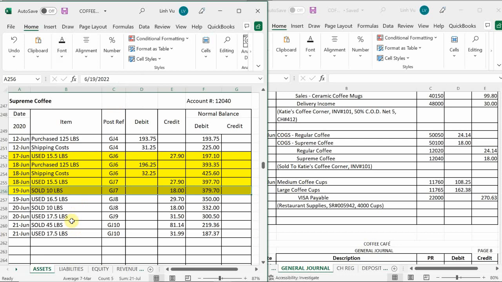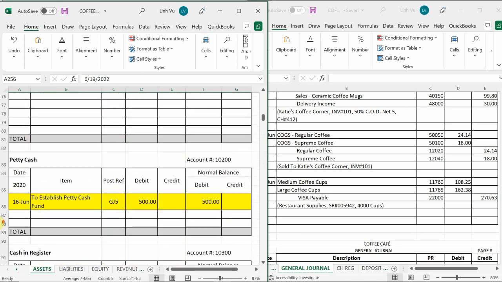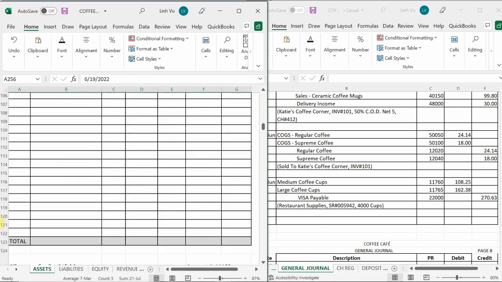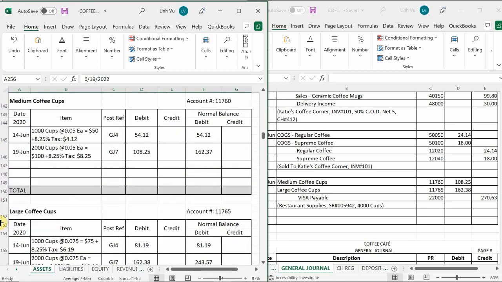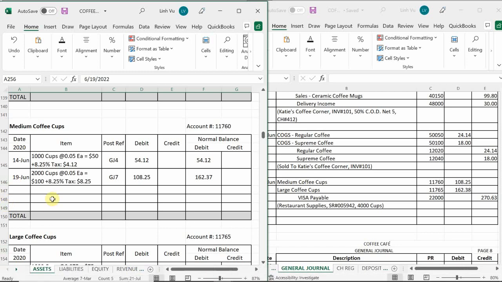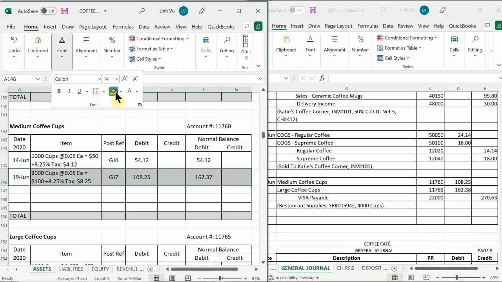All right. Next we ended up buying some more coffee cups. Okay, so let's see. We're at petty cash. Here you go. Accounts receivable. Business supplies. Here you go. We ended up purchasing medium cups for $162. There you go. Okay, no, in this case, I purchased it for $108.25, which got me to $162. Okay, so there you go. So I did that one right.